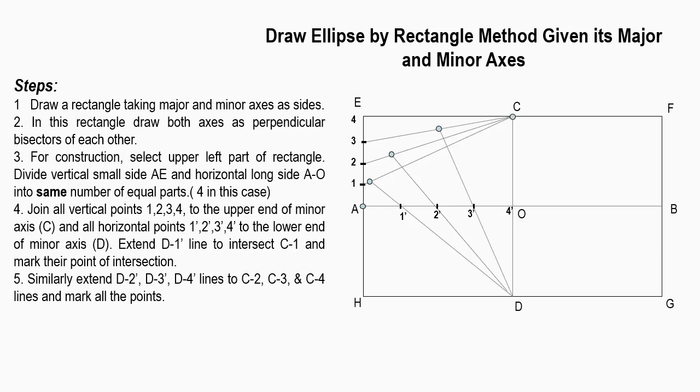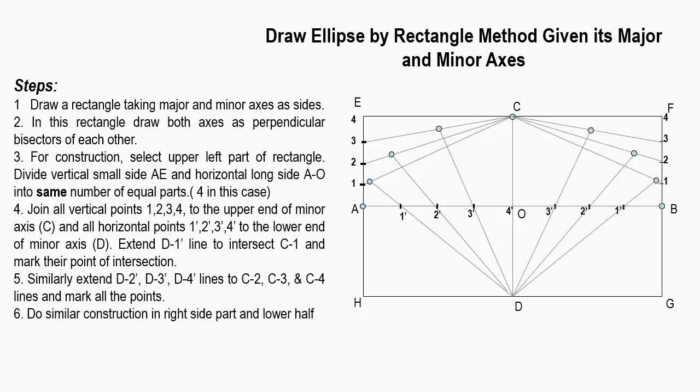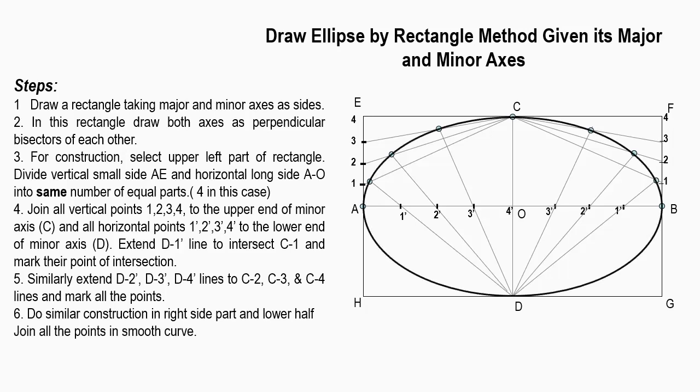Also mark the ends of the major axis and the minor axis. Now do similar construction in the right side part and the lower part. So we get a number of points within the rectangle. Then join all these points with a smooth curve. We get the ellipse of the given major axis and the minor axis.